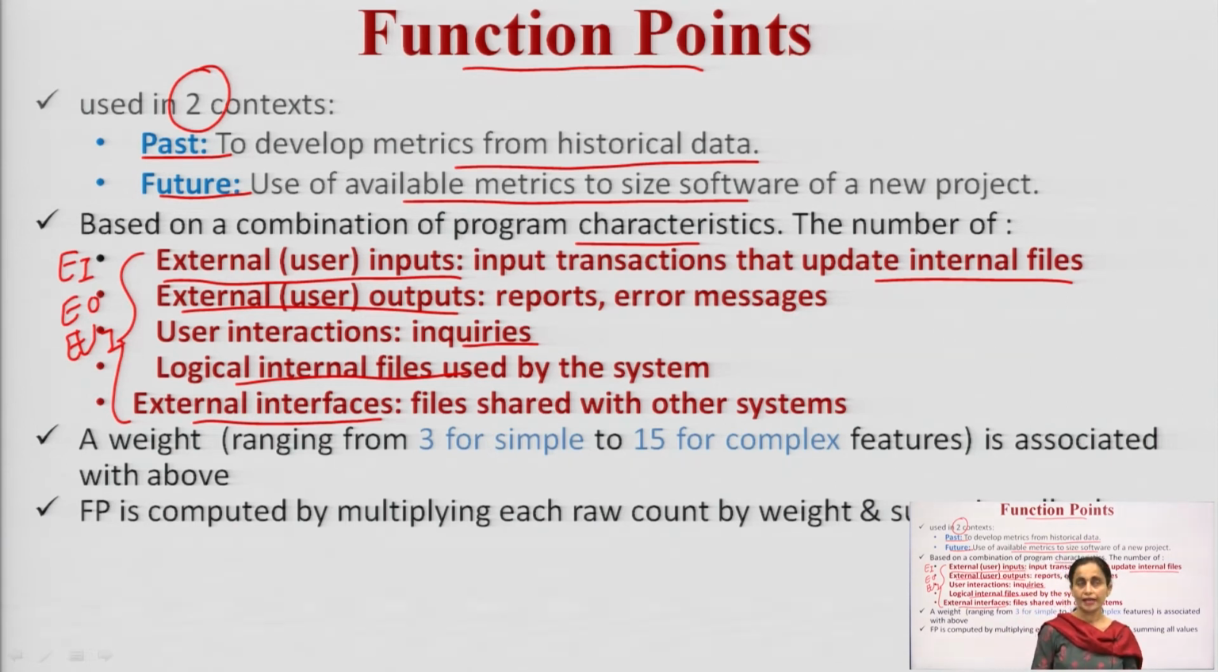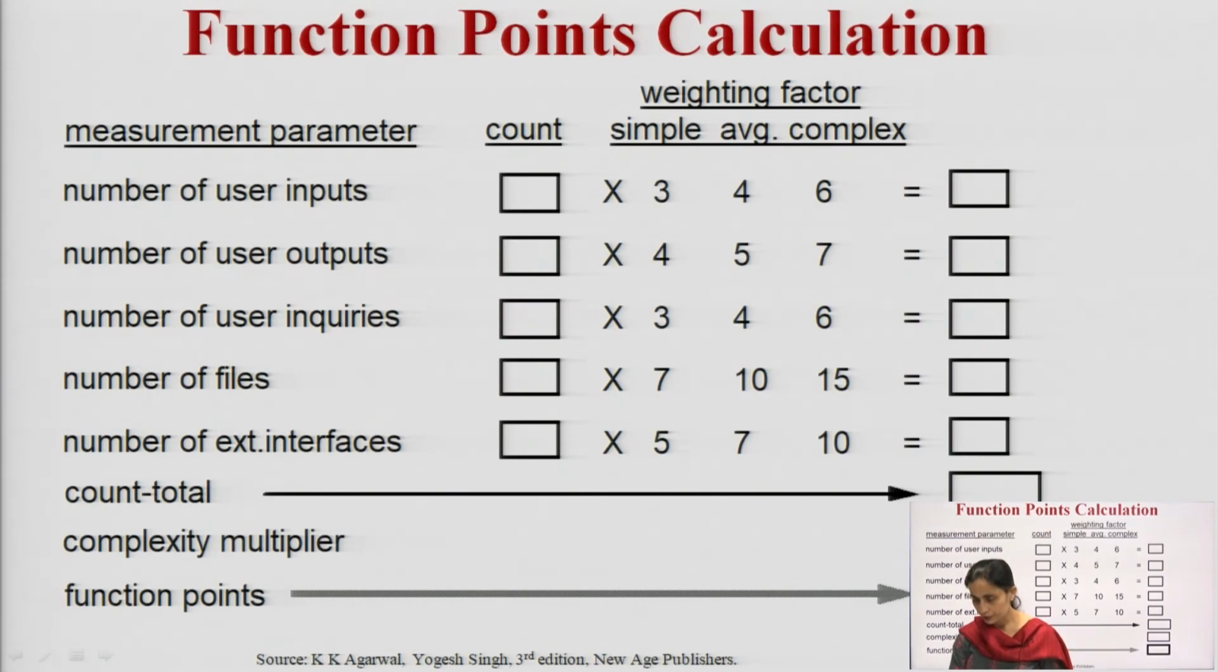Here I assign weights to these parameters. These weights vary from 3 to 15. 3 is given for a simple project and 15 for a complex one. Then I calculate the function points by multiplying each row count that a program has with its weight, and then summing all the values.